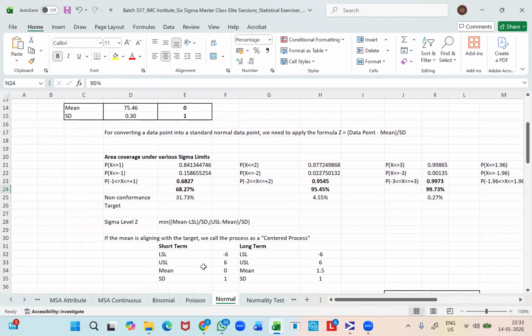And this calculation of sigma level is applicable only for normal distribution. So we cannot use this for non-normal distribution. That's why I told you normal distribution is a very famous continuous data distribution, and we have a good number of statistical tools and techniques which can be applied for analyzing a normally distributed data set, right? So after the break, we will see how to calculate the actual sigma level for a normal distribution.